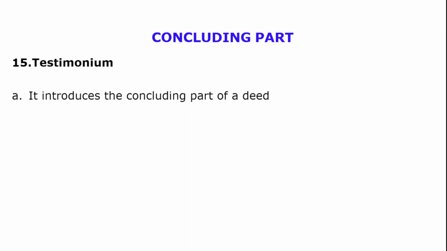You'll recall that the testatum introduces the operative part. So just like the testatum introduces the operative part, what the testimonium does is to introduce the concluding part of a deed, bringing it home, deed of assignment. So let's look at how to draft the testimonium.